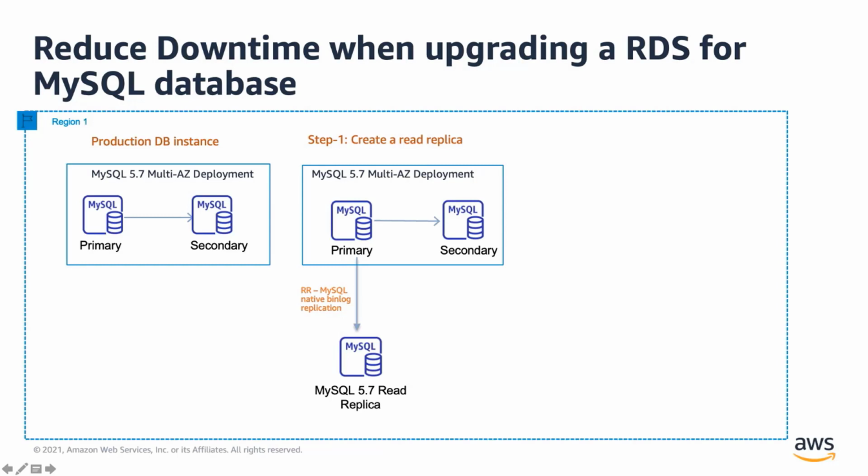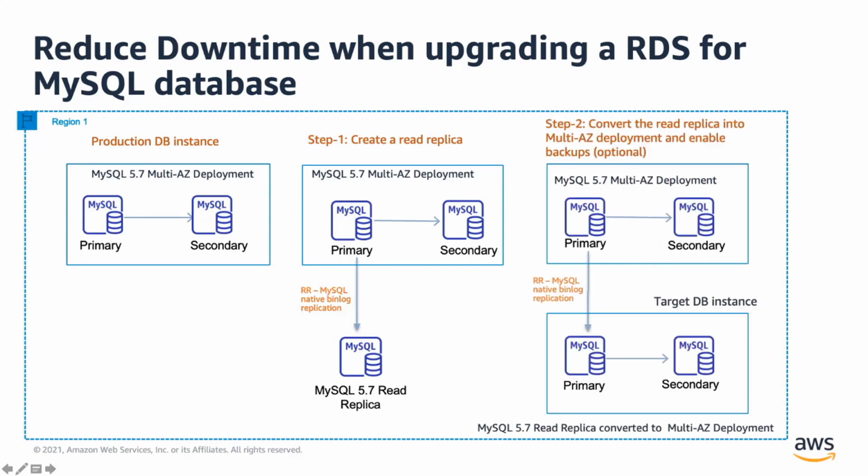RDS for MySQL uses the traditional method of asynchronous replication, which is based on replicating events from the source binary log to the replica. By default, the new replica is created as a single AZ deployment with backups disabled. If the target instance ultimately becomes the production DB instance, as step 2, it's best practice to configure multi-AZ deployment and enable backups to avoid performance impact later. Here we are converting the read replica to multi-AZ deployment.